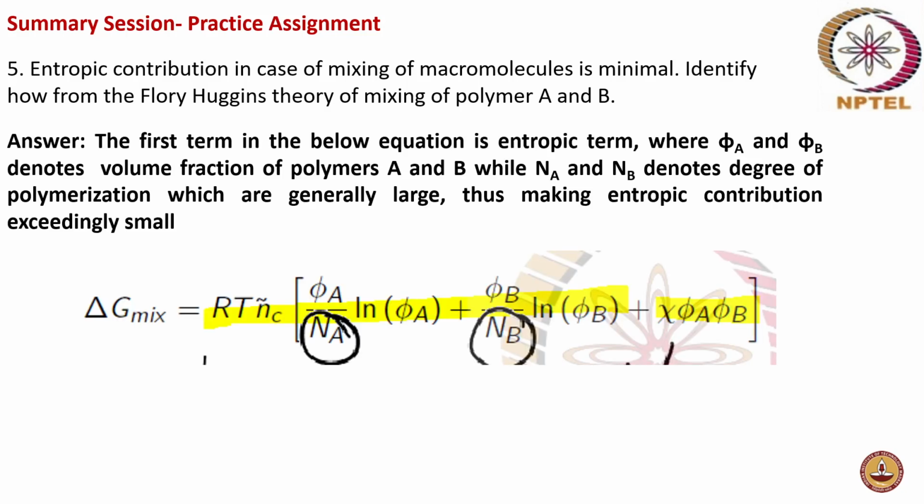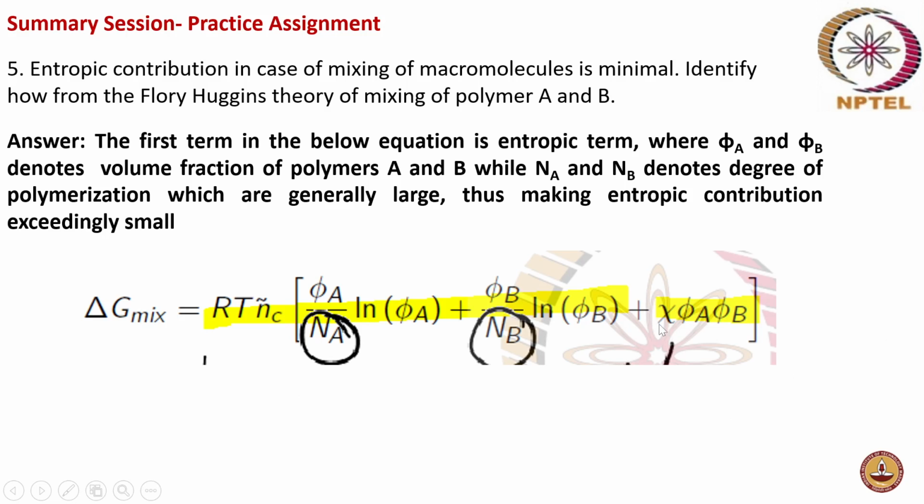So, delta G of mixing. Based on Flory-Huggins theory, you have RT into [NC], phi A by Na into ln of phi A plus phi B by NB into ln of phi B plus chi into phi A phi B. From the delta G of mixing, the first term is the entropic term and the second term is the enthalpic term.